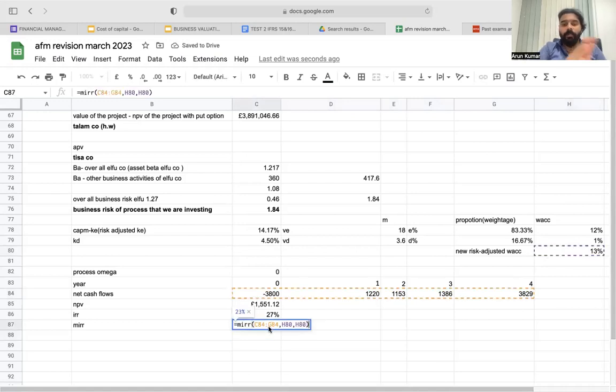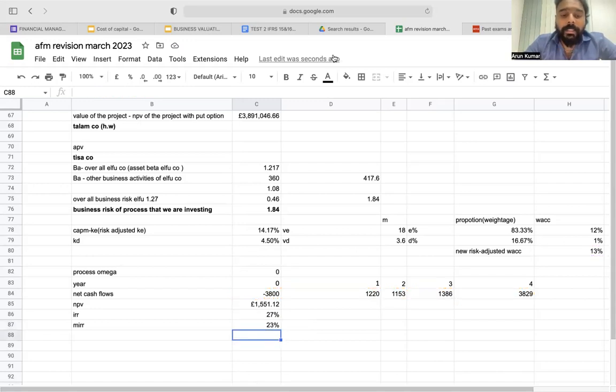It is almost the same way in which we do the IRR calculation. The only difference is that after selecting the cash flows from year zero to the last year, we have to enter the reinvestment rate and our financing rate. In MIRR, unlike IRR, we assume that the cash flows are reinvested at the cost of capital. So that's why we use the cost of capital as both the finance rate and the reinvestment rate. So how much is the MIRR? It is 33%. IRR is 27%.